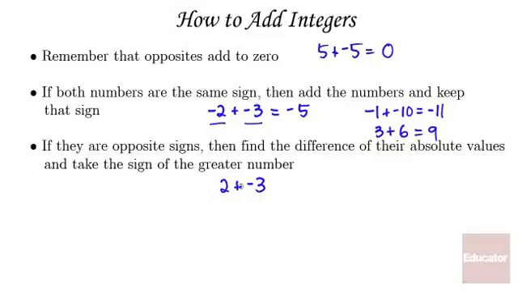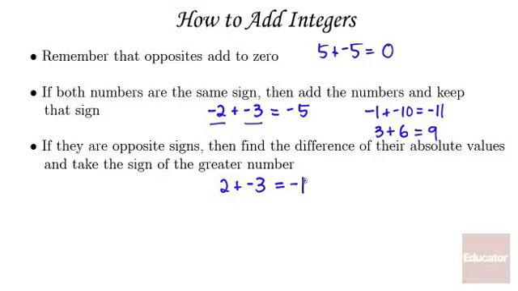So then basically I'm going to just do 3, because the absolute value of negative 3 is 3, minus 2. Okay, so I'm going to find the difference. And that becomes 1, right? 3 minus 2 is 1. And then you're going to keep the sign of the number with the greater absolute value. So for this one, this has a negative sign. So I'm going to keep that negative sign.